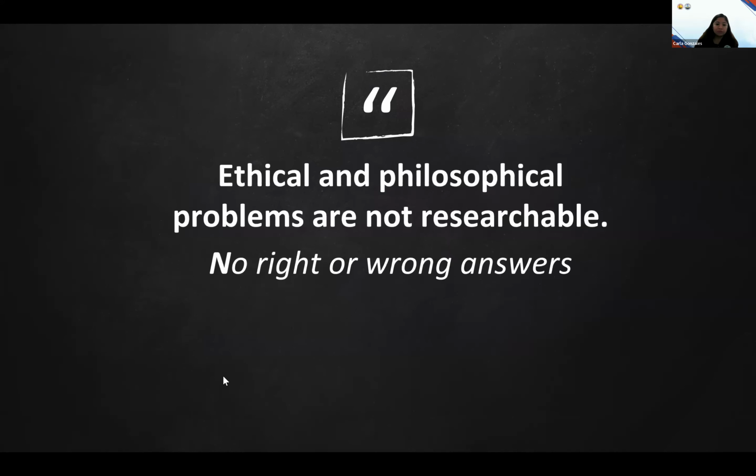So, not all problems in nursing can or should be studied through research. Some issues are ethical and philosophical in nature, and are not researchable, which means that there is no right or wrong answer. We could not conclude a specific answer for that. These are important to discuss, yes, but they don't fit into the kind of research that looks for measurable outcomes or evidence-based solutions.